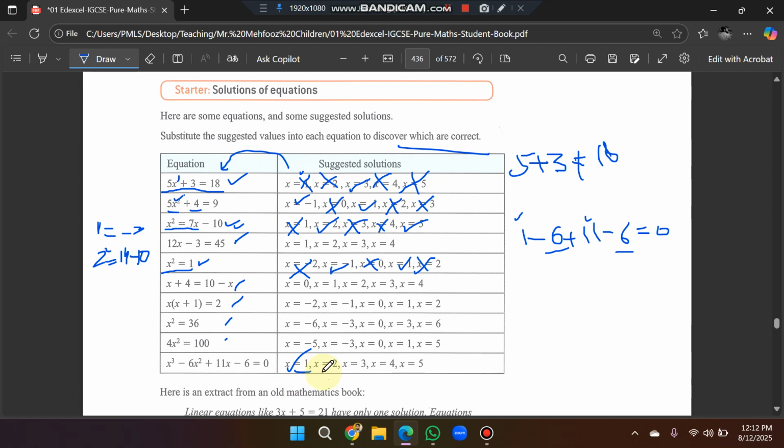When we put x equals 2, you can see that 2 cubed equals 8, minus 2 squared equals 4, and 4 multiplied by 6 is 24. And also 11 multiplied by 2 is 22, and minus 6 equals 0. So here you can see that 22 plus 8 is 30, and minus 24 minus 6 is also minus 30. So plus 30 minus 30 equals 0. So it means that this is also your solution, right?